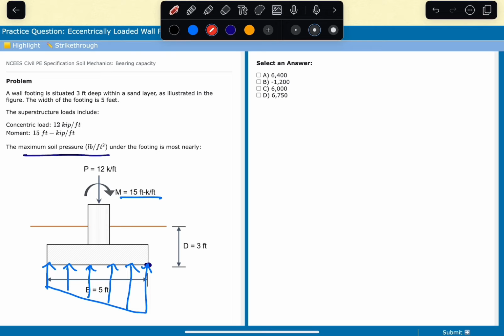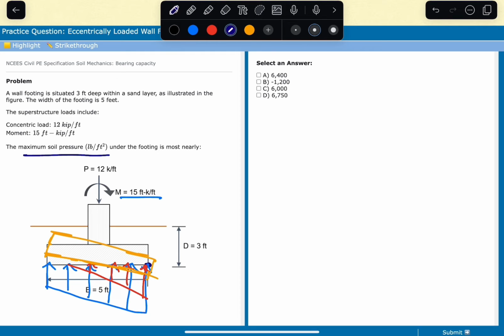Another case would be it is pushing it over too much, and you've got a distribution that looks like this in the red. Now what's happening here? That means you've got a high moment. Your footing is essentially overturning, so it wants to lose contact with the soil on the left-hand side. It wants to really flip over, essentially. And you've got a high stress concentration, distributed over not the full width, but partial width.